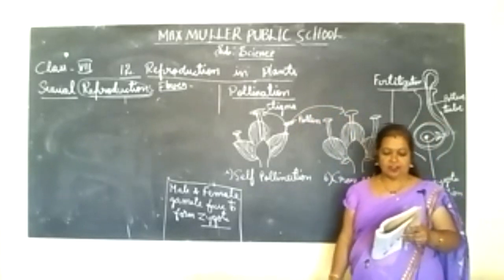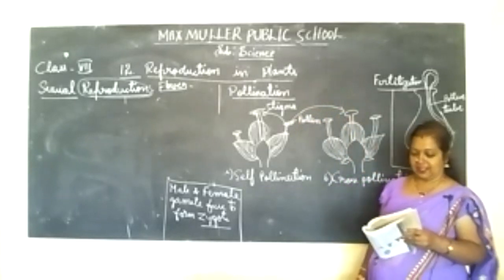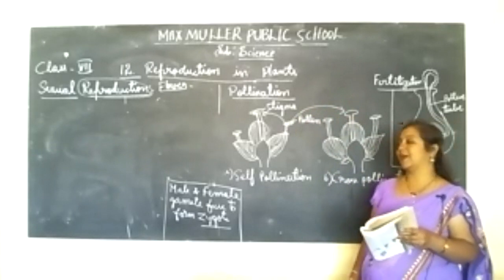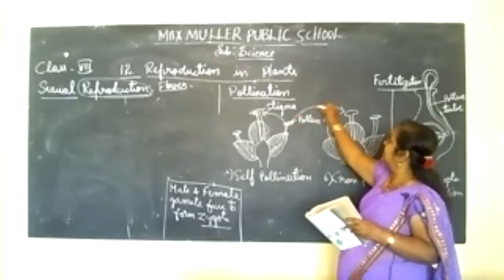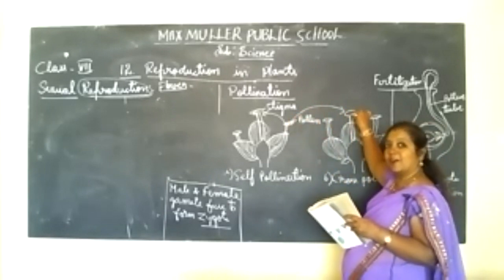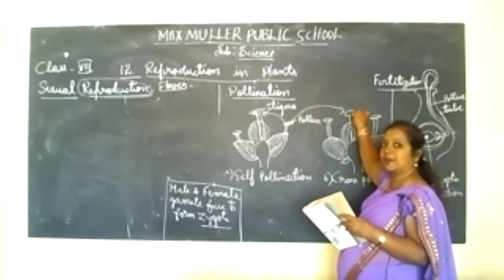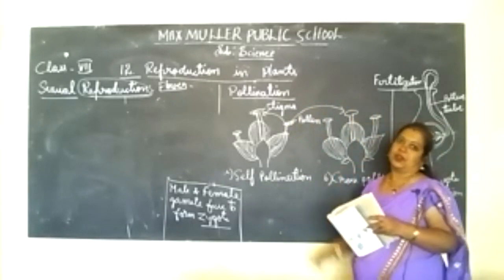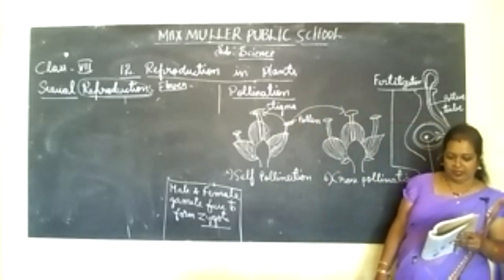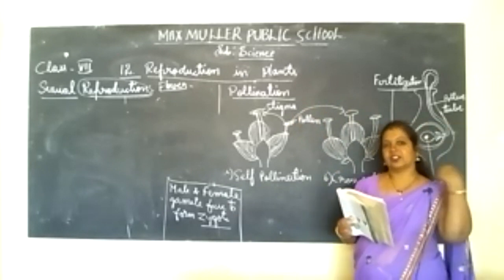So when the pollen of a flower lands on the stigma of a flower of a different plant. See, this is the pollen of a flower and it is landing on the stigma of another plant, a different plant. We call this cross pollination. Understood, children? So this is cross pollination.